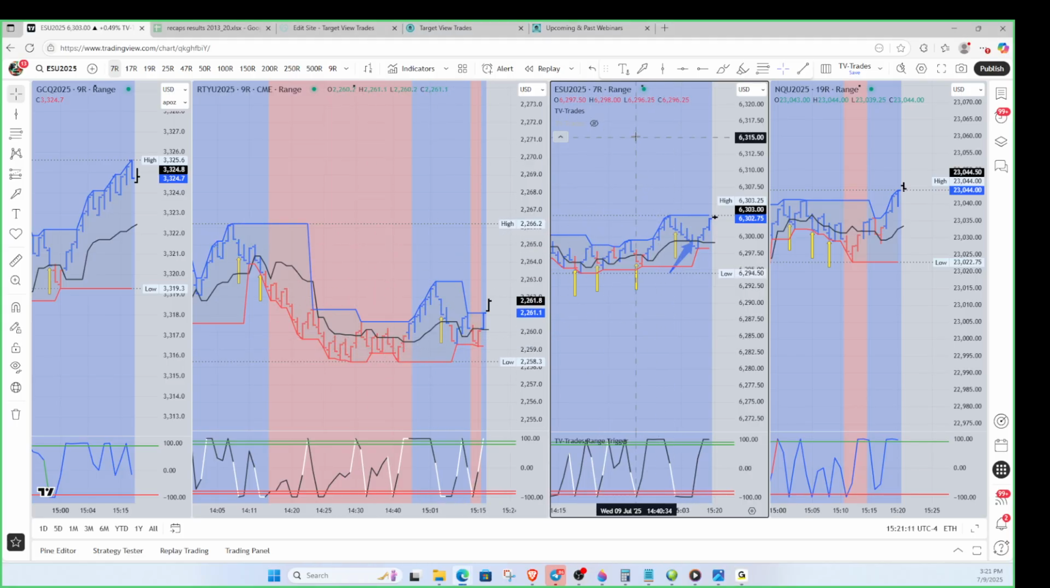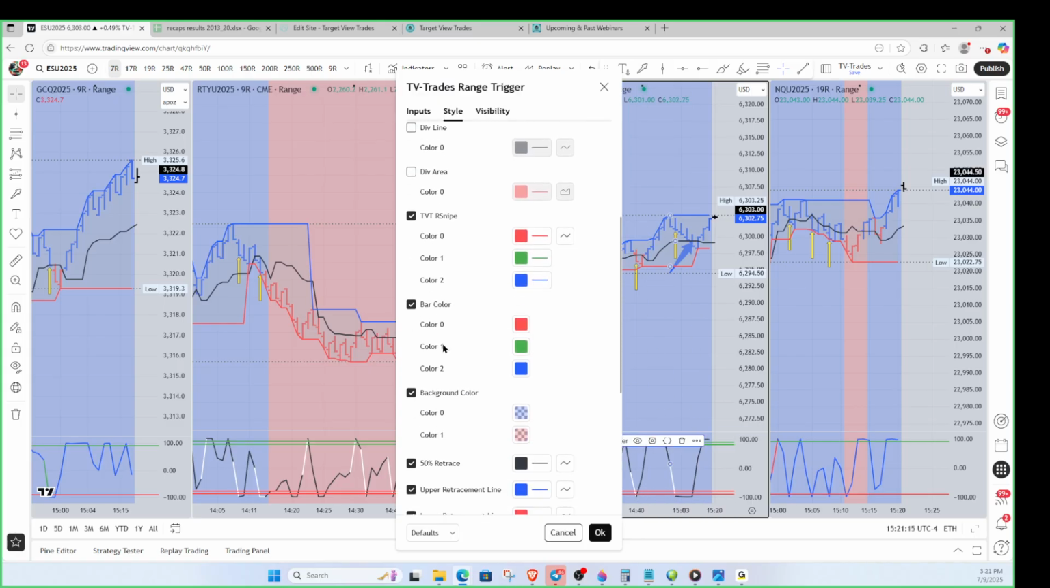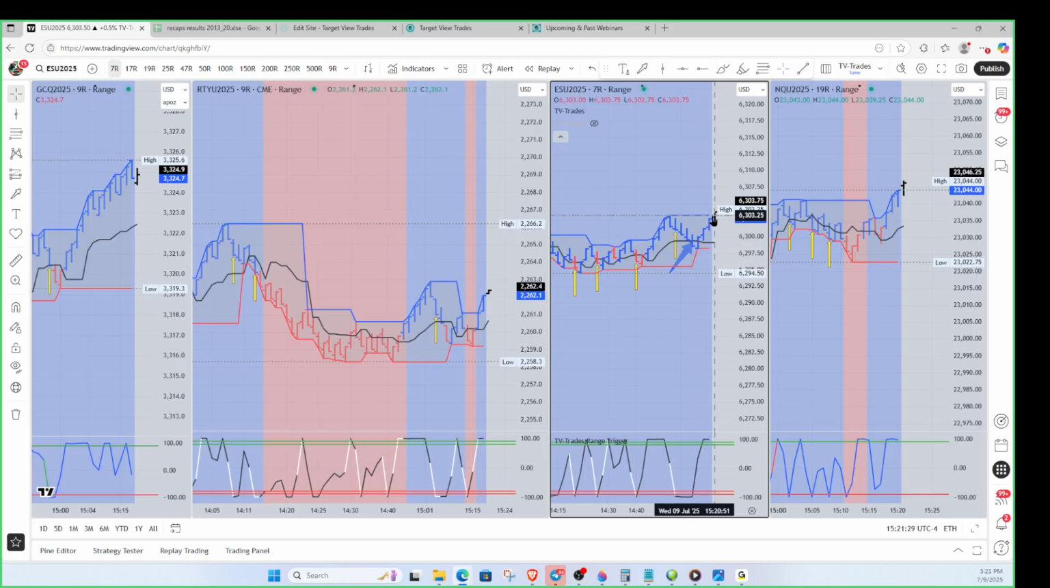Okay. The setting in here, in the range trigger, if you shut off the background color like that, then it'll give you the indication. If you have the TV trades on, it should give you the indication you're looking for. That did make it all the way up here to 3 1/4. Alright, the NQ didn't give us a trade here because we didn't get into the oversold, but the Russell's moving up okay. The gold, we'll see if that moves down and gives us something here.